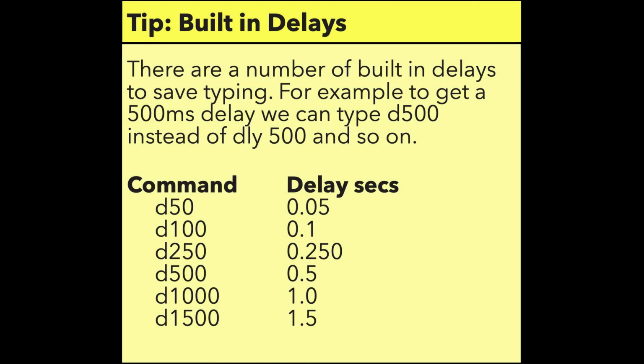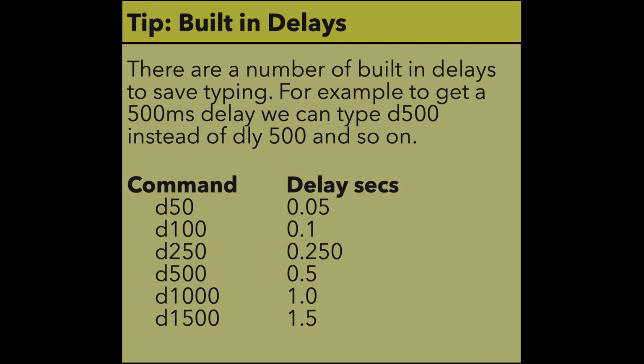To save some typing, there are a number of built-in standard delays. So for example, D50 will delay for 50 milliseconds, D250 will delay for quarter of a second, and so on. The table lists the delays that are available on the JackBord. The last two things that we're going to look at in this video are the toggle command and the idea of daisy chaining commands together.